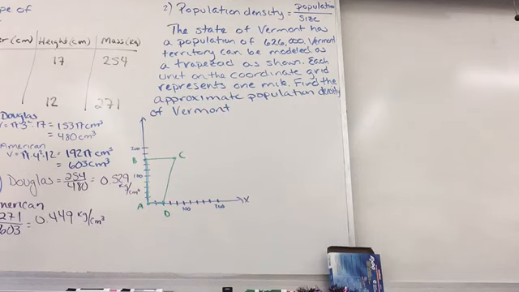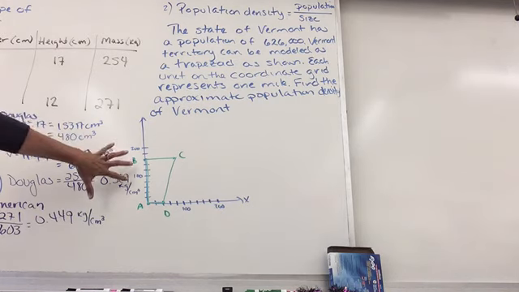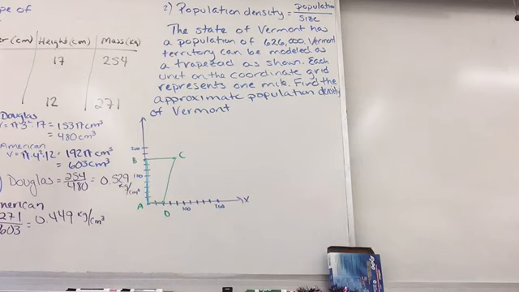The state of Vermont has a population of 626,000. The Vermont territory can be modeled as a trapezoid, shown below. So here it is. Each unit on the coordinate grid represents 1 mile. Find the approximate population density of Vermont. Well, they already gave us the population. So the part that we actually have to figure out is the size of Vermont. We need to figure out what the area is of Vermont.